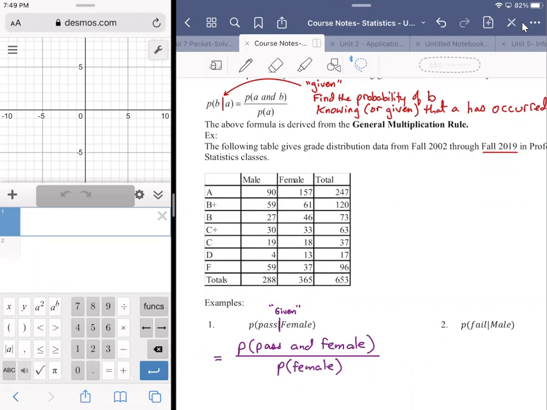All right. Now, remember the notation for and is that symbol, that little upside down U. That also means intersection. So the and, I used the wrong tool here. And is also known as the intersection.